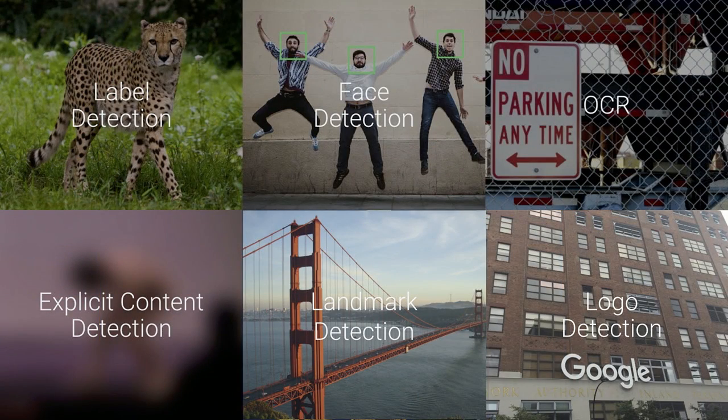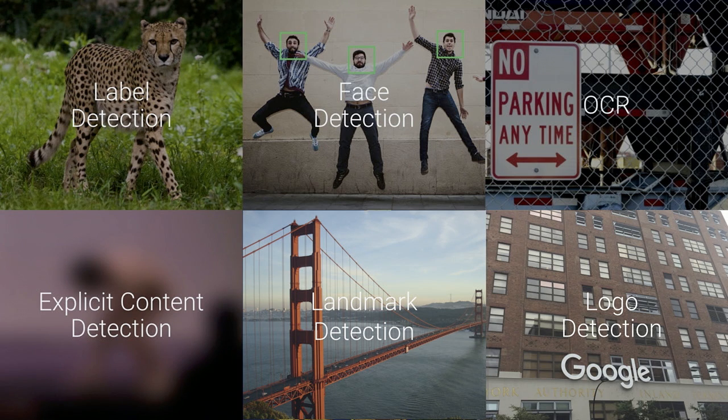So let's take a look at some of the core features of the Vision API. The first one, all the way on the left, is label detection. Label detection can tell us, what is this a picture of? For this picture, it might tell us cheetah, animal, field, etc. Then we have face detection. Face detection can tell us, are there faces in the image? If so, where are they? How many faces are there? And what emotions can we find in the image? Are they happy, sad, angry, or surprised?